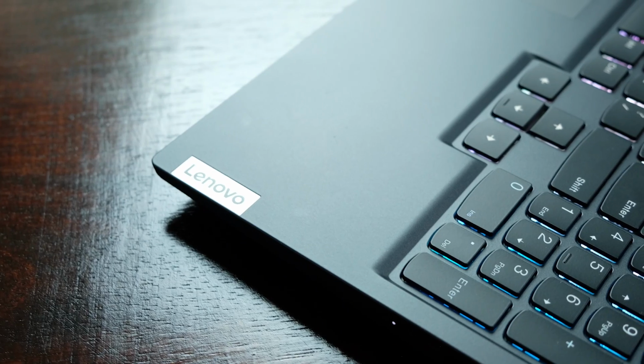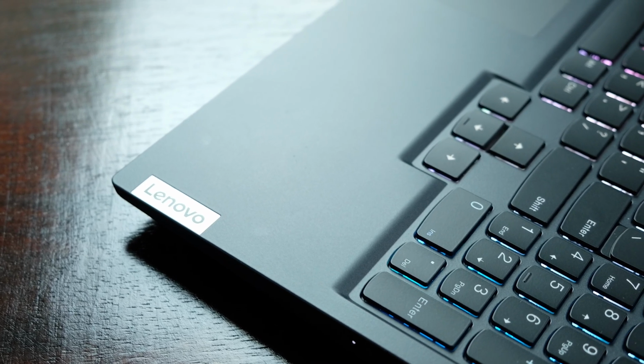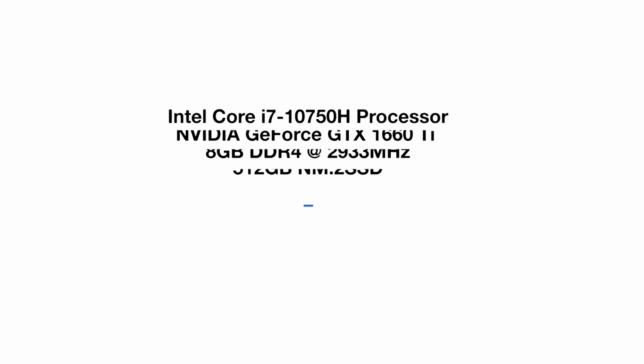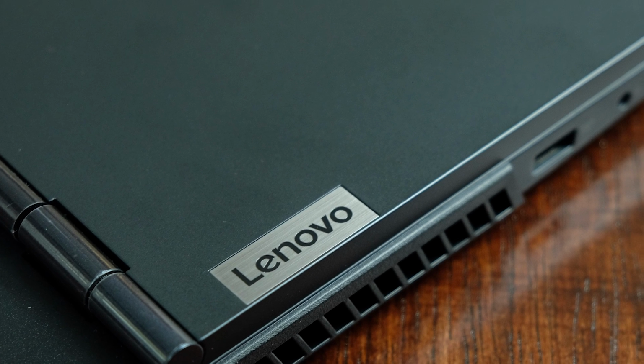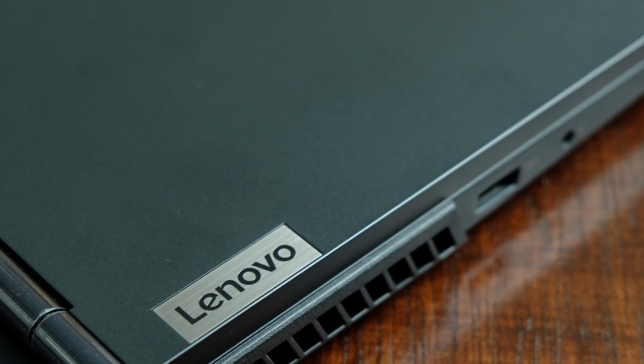All right, now that we have worked through the build and usability, let's talk about the performance. The model I'm reviewing comes with the Intel 10th Gen Core i7-10750H. This is a 6-core, 12-thread processor, the NVIDIA GTX 1660 Ti with 6 gigs of GDDR6 VRAM, 8 gigs of DDR4 clocked at 2933 megahertz in a single slot, which is upgradable to 16 gigs, according to Lenovo's website, and has an M.2 SSD of 512 gigs. Lenovo did a great job venting this laptop.